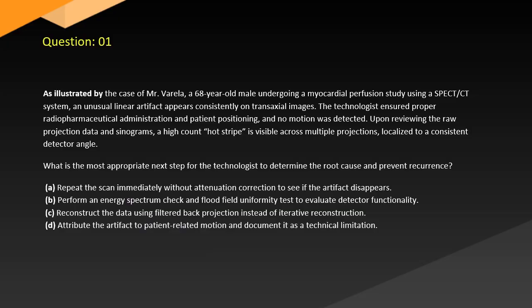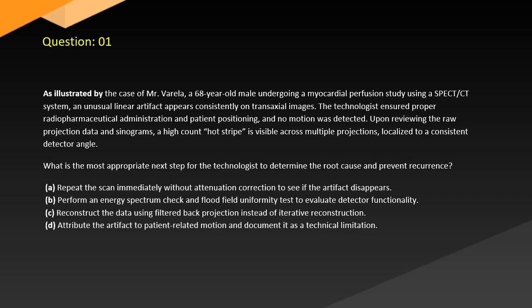Question 1. As illustrated by the case of Istavella, a 68-year-old male undergoing a myocardial perfusion study using a SPECT system, an unusual linear artifact appears consistently on transaxial images. The technologist ensured proper radiopharmaceutical administration and patient positioning, and no motion was detected. Upon reviewing the raw projection data and cinegrams, a high-count hot stripe is visible across multiple projections, localized to a consistent detector angle. What is the most appropriate next step for the technologist to determine the root cause and prevent recurrence?